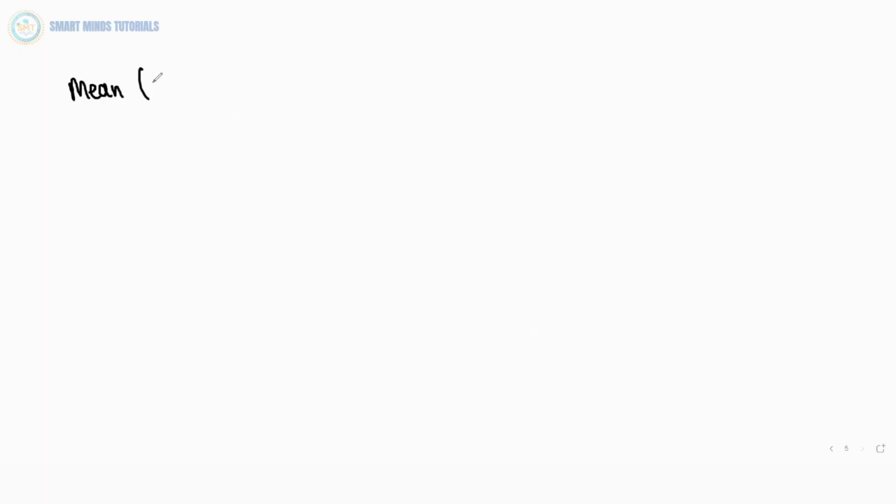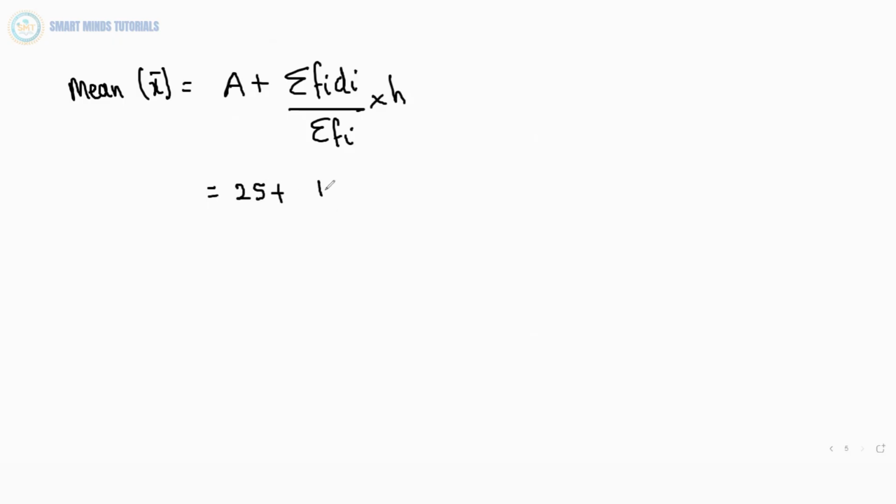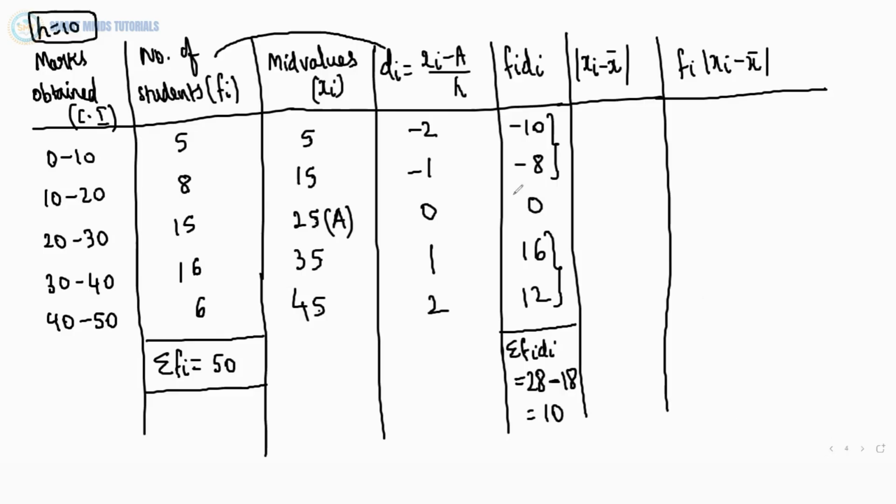Mean formula for step deviation method is A plus sigma fi di by sigma fi into h. A we have taken as 25. Sigma fi di we got as 10. By sigma fi is 50, into 10. The 10 and 10 cancel. 5 ones are 5, 5 twos are 10, 25 plus 2 is 27. Now we got the mean value.